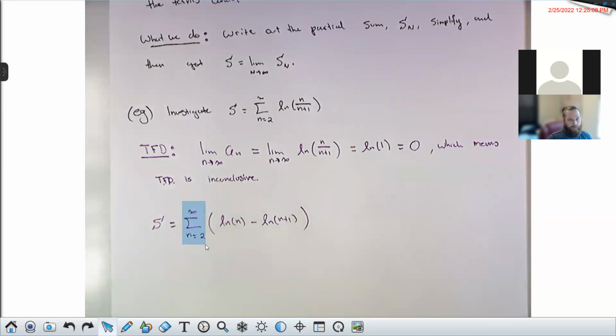And anytime you see a series where the things you're adding up look like they could cancel from term to term, right? Like natural log of some number minus natural log of that number plus 1. If you add up a bunch of terms like that, you're going to have a bunch of positive natural log things and a bunch of negative natural log things. And there's a very good chance that they will cancel.